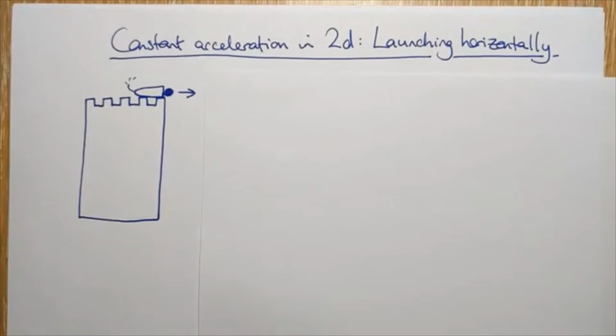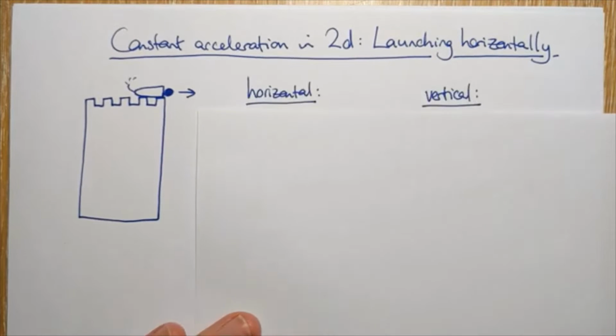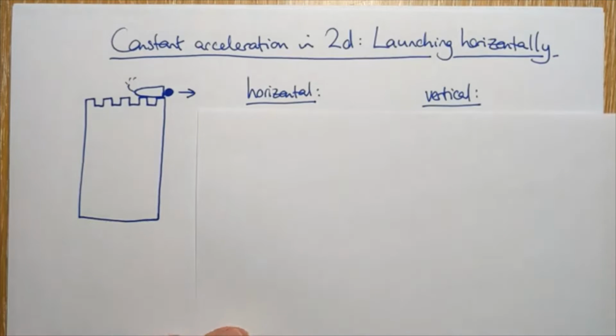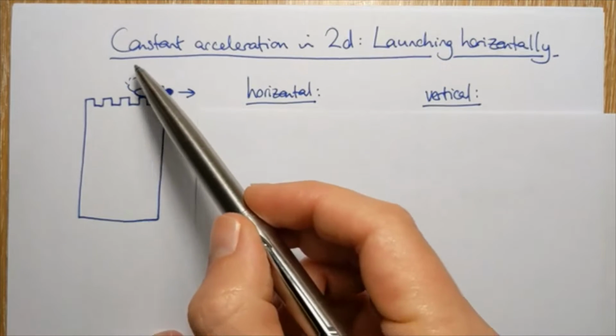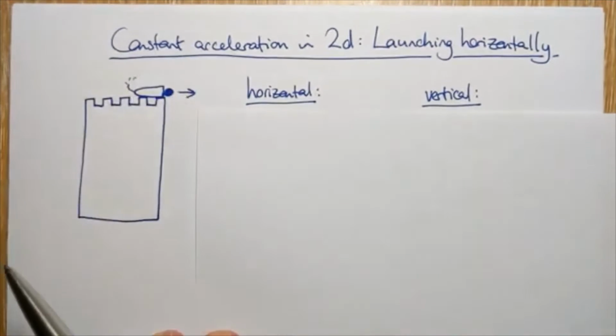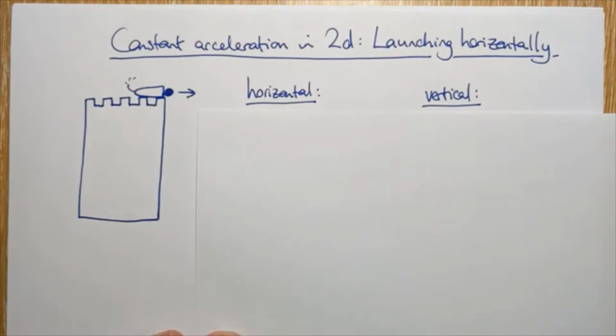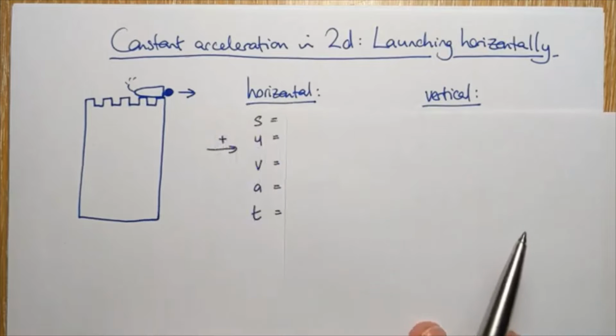Because horizontal motion and vertical motion are independent, that means we can apply the SUVAT formulae separately to both of them. So we're going to have SUVAT for horizontal and SUVAT for vertical. Our example is the classic cannonball being fired from the top of a tower, and we're going to be firing it horizontally. So horizontal motion first.